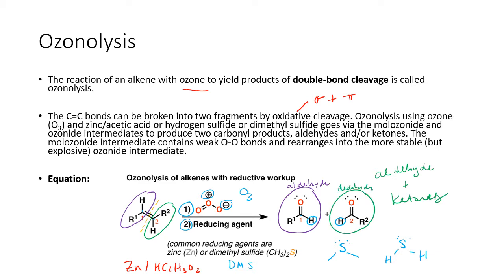You could have a combination, and it's just going to depend upon what your starting material is, and whether there is a hydrogen directly bonded to that carbonyl carbon, or two R groups, or formaldehyde. Formaldehyde is the simplest aldehyde, where you have two hydrogens directly bonded to the carbonyl.